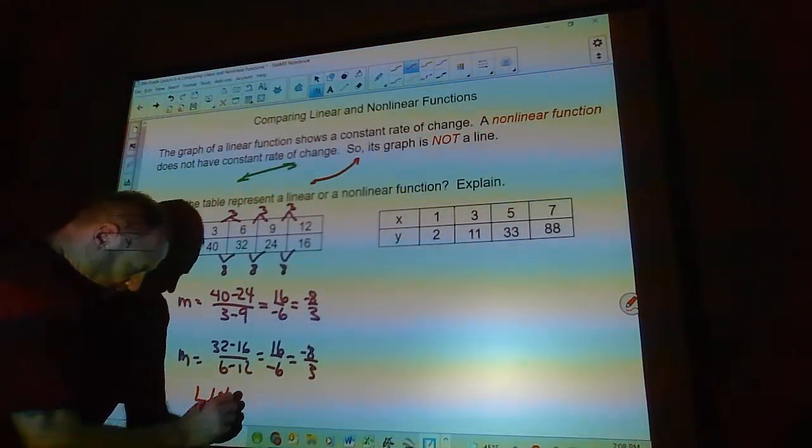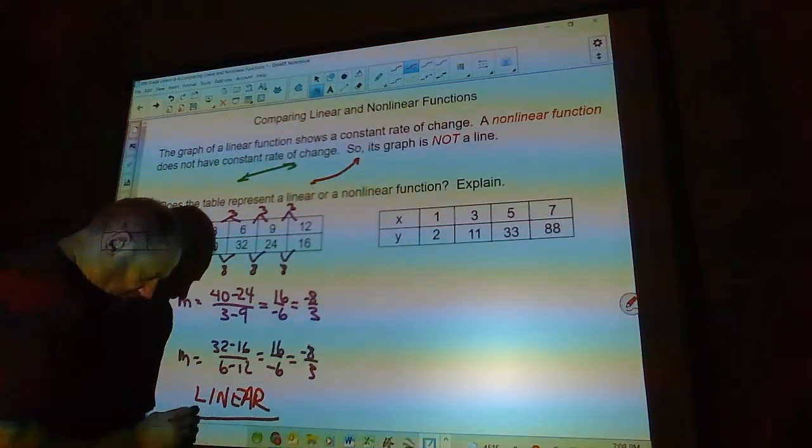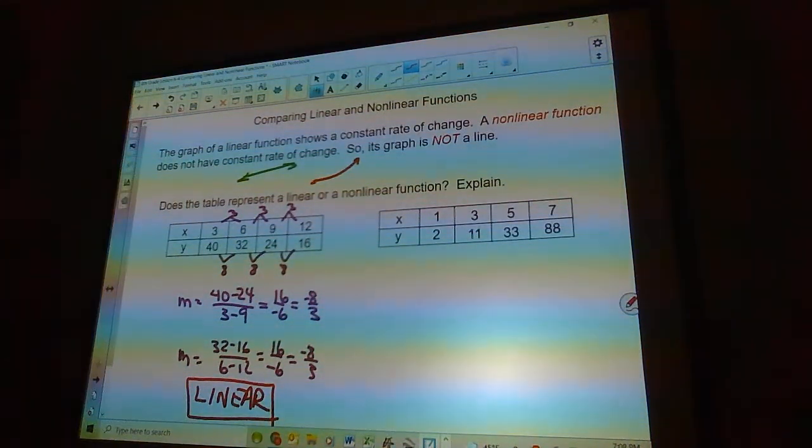Okay? The slope is the same. The rate of change is the same no matter where I choose it.